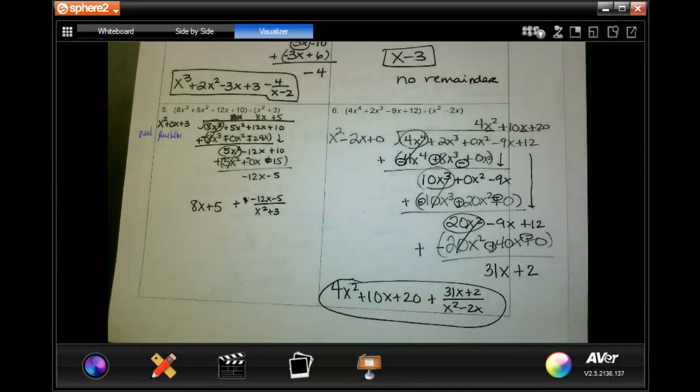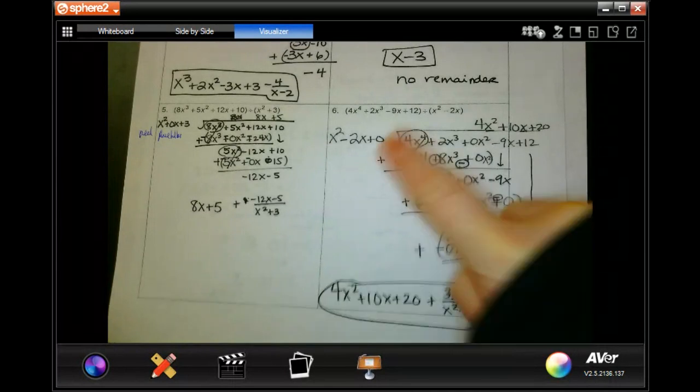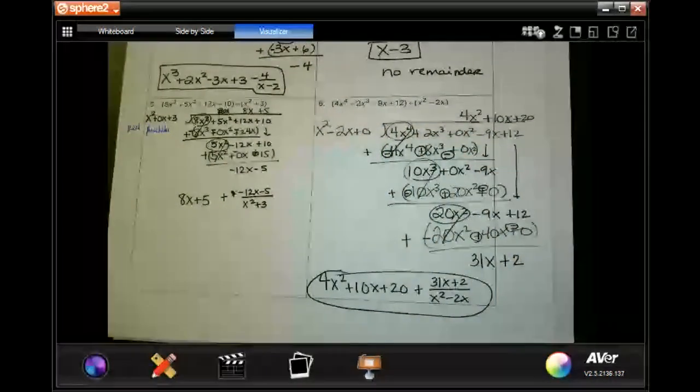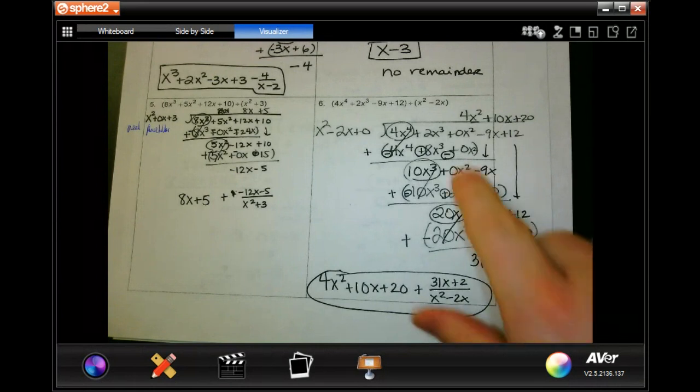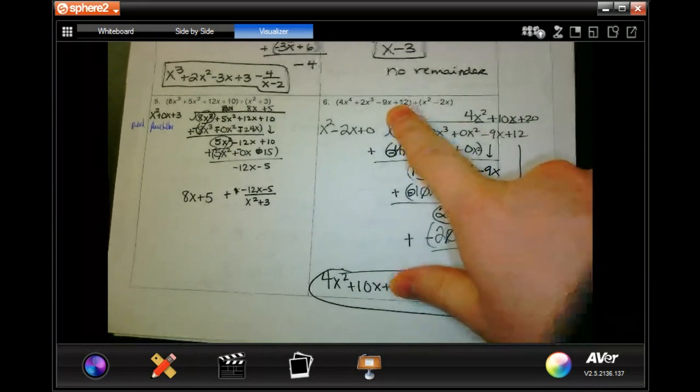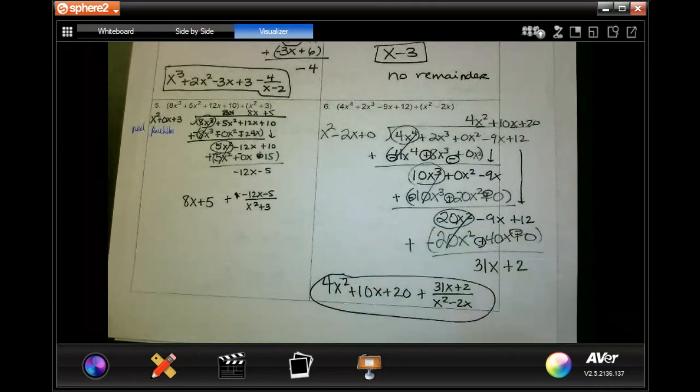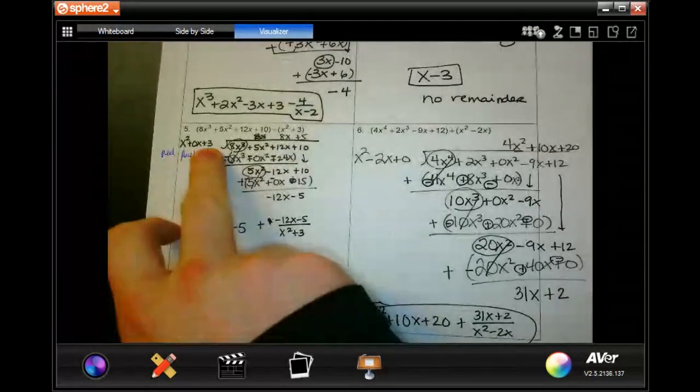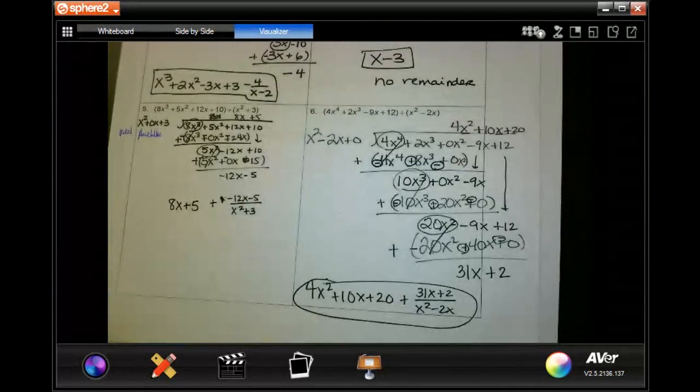You needed it in number 6 as well, for the 0, because you needed the 0x squared in that first, and then the 0x there. Shouldn't have affected too much, that one. But yeah, you needed the 0x squared for number 6 in the dividend. You needed the placeholder 0x in the divisor here.